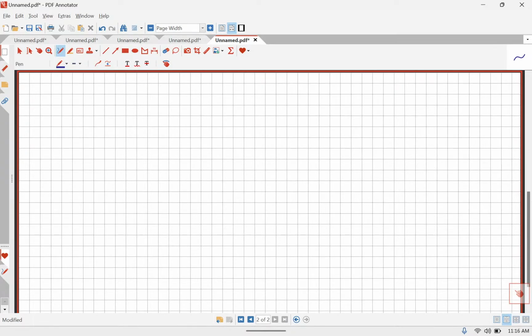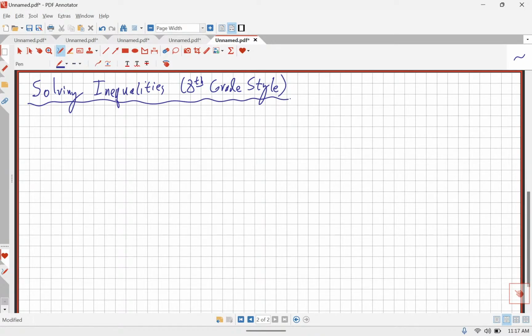Underneath all this, got a pencil? Today's topic is solving inequalities, 8th grade style. Last time you were solving inequalities for 7th graders. Today we're going to be talking about how 8th graders do it, which really isn't that different. It is the exact same thing.